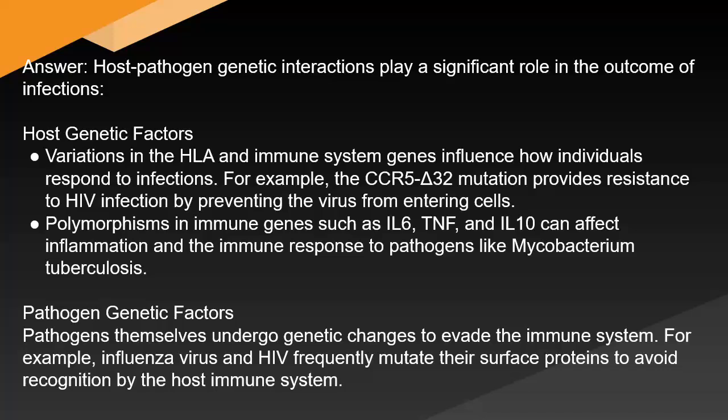For example, the CCR5 mutation provides resistance to HIV infection by preventing the virus from entering cells. Polymorphisms in immune genes such as IL, TNF, and IL can affect inflammation and the immune response to pathogens like Mycobacterium tuberculosis. Pathogen genetic factors: pathogens themselves undergo genetic changes to evade the immune system. For example, influenza virus and HIV frequently mutate their surface proteins to avoid recognition by the host immune system.